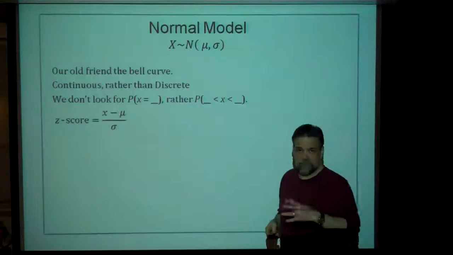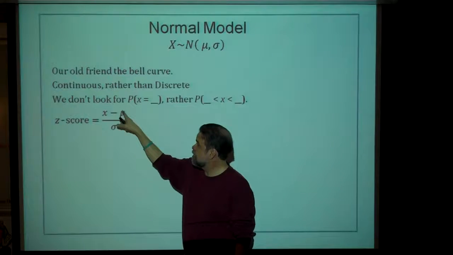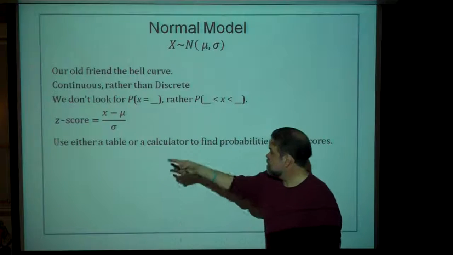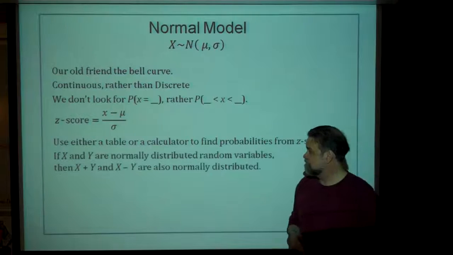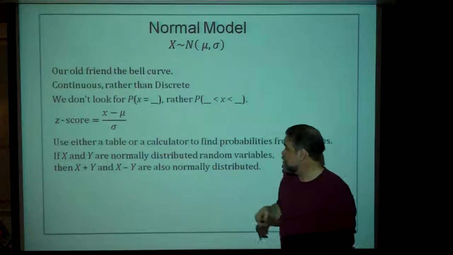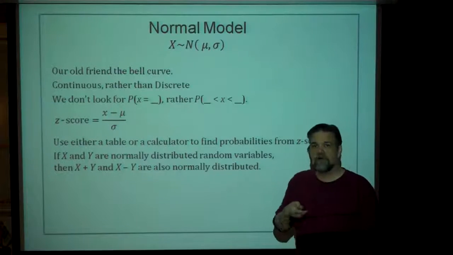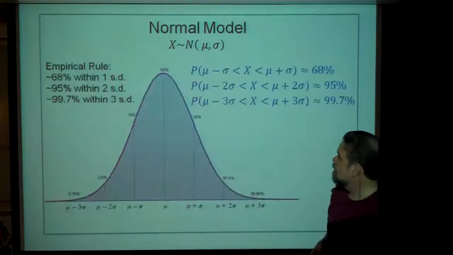So, if you remember, how did we do it? We found z-scores. You take your values, you subtract the mean, divide by the standard deviation, and then you use either a table or a calculator to find the probabilities from the z-scores, okay? One thing to keep in mind is that if x and y are normally distributed random variables, then the sum of x and y and the difference of x and y are also normally distributed. That's going to be an important fact.